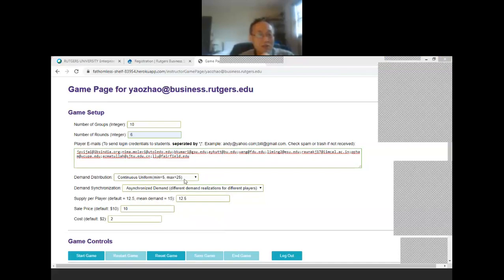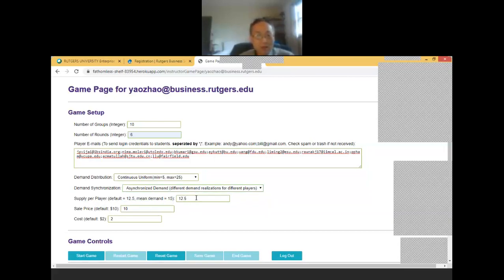And then you need to set the demand distribution. You have three choices to make: either continuous uniform, continuous normal, or discrete uniform. It's completely up to you. But you'll notice that the average demand is the same, it's 15. Then you can select whether you're going to use synchronized demand or asynchronized demand. Synchronized demand means demand is random, but everybody sees the exact same realizations. Asynchronized means demand still follows the same distribution, but different retailers will see different realizations.